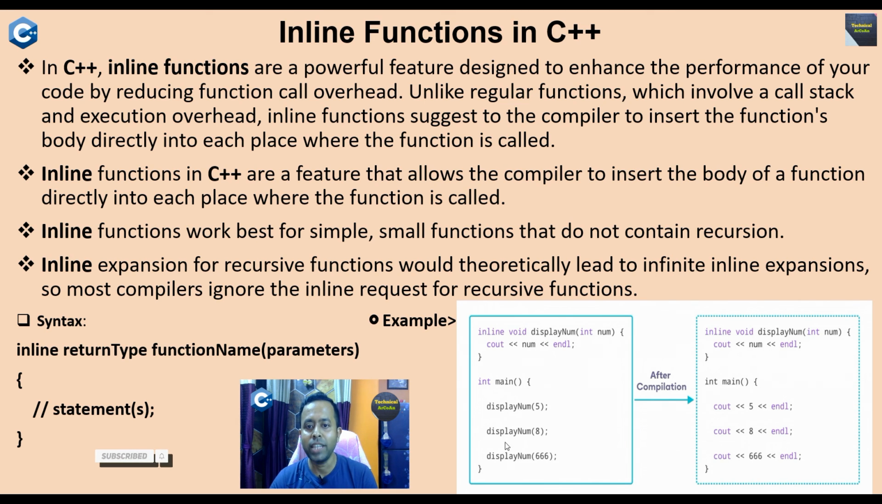So when you write inline void display num, this is the inline function, and when we call display num with some argument 5, because there is an argument int num, it is just replaced by this code. The body of this particular function is just this code: cout << num << endl. So in that way it is replaced during the compilation, right?